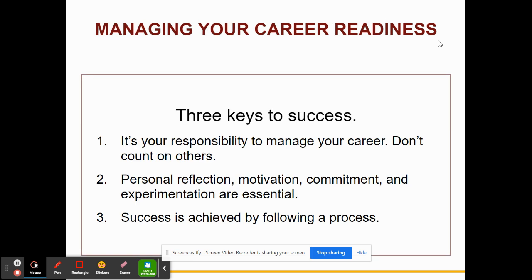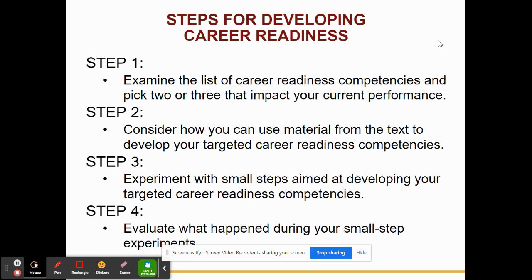Managing career readiness. So 3 keys to success. It's your responsibility to manage your career. Don't count on others. Reflection, motivation, commitment, and experimentation are essential. And then success is achieved by following a process. So, these 3 keys to success, star them, bold them, underline them. Okay. Really important factors to consider.